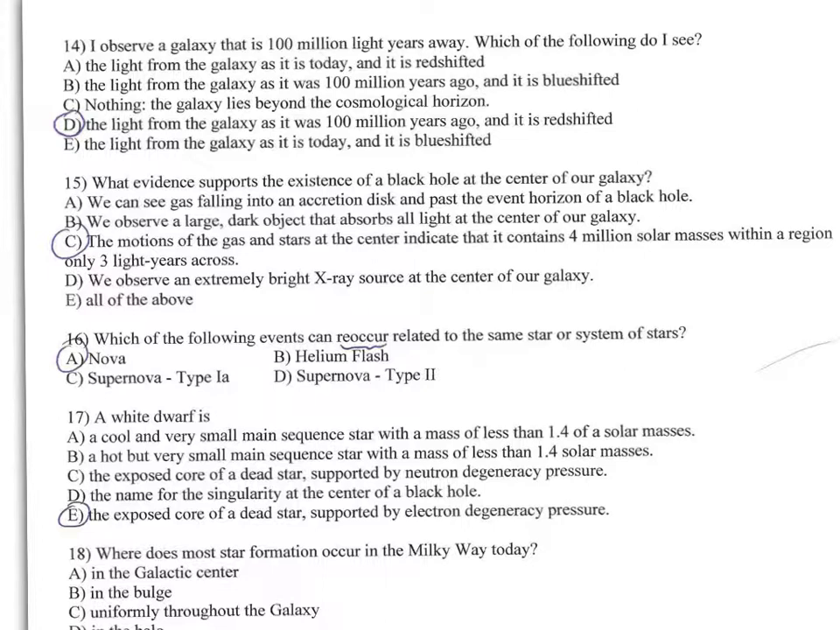Question 16, which of these can reoccur? And actually B, C, and D cannot reoccur, but A, nova events can reoccur if it so chooses. Question 17, a white dwarf is the best answer there is E. It's actually a retired or dead star, and it is supported by, and I guess this is one I didn't necessarily put on this review sheet, but it's supported by electrons bumping up with electrons. It's normal matter. It hasn't collapsed into neutron soup, okay? So best answer is E.